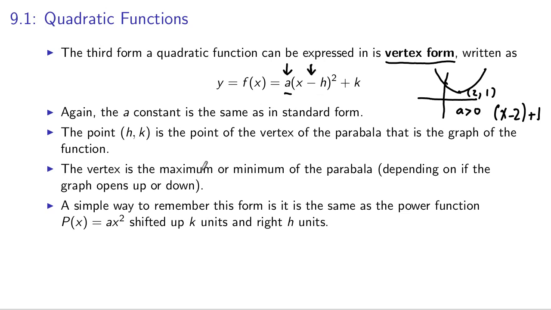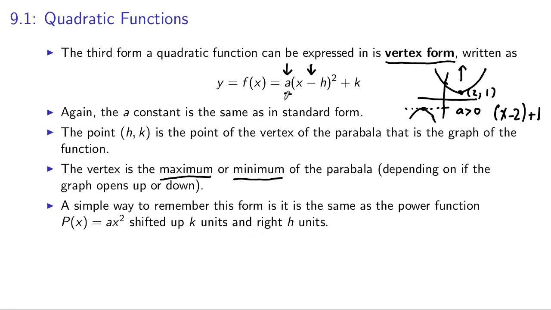The vertex is the maximum or minimum of the parabola. In the case where it opens up, it's a minimum. In the case where the parabola opens down, it's a maximum, the biggest value that the parabola can take on. You'll have some word problems in your homework that ask you to find a maximum or a minimum. In such cases, you'll need to put the parabola into vertex form to find the point that is the maximum or the minimum.